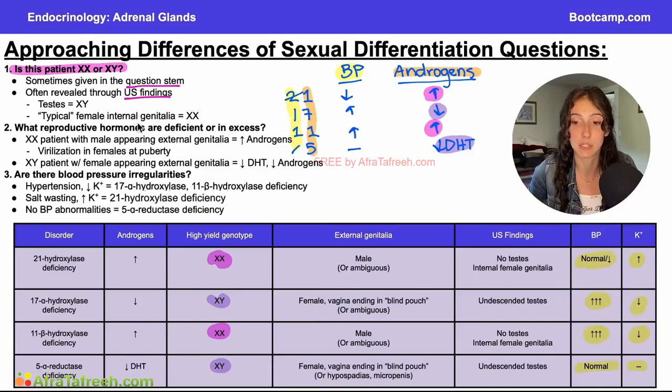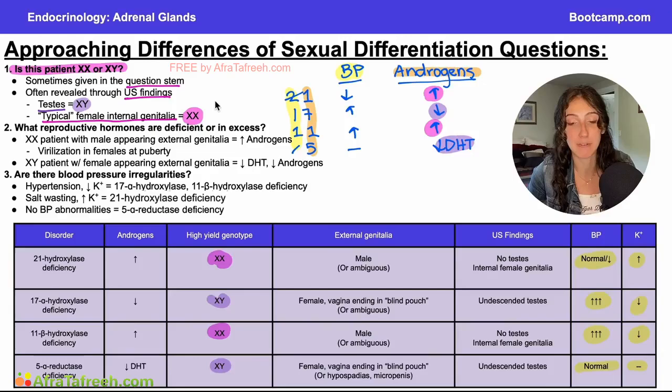This isn't always true, but a general rule of thumb that I like to think about when approaching these differences of sexual differentiation questions is that internal genitalia does not lie. External genitalia can be very misleading, it can be very confusing, but internal genitalia usually does not lie. So if you see testes on ultrasound or in the scrotal sac, that is going to be an XY individual, usually. If you see quote-unquote typical female internal genitalia, so uterus or ovaries on ultrasound, you should think this is an XX individual. And again, that is not always going to be true.